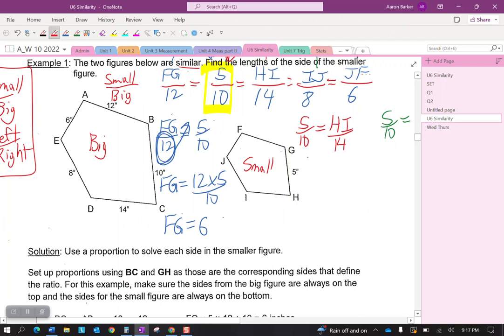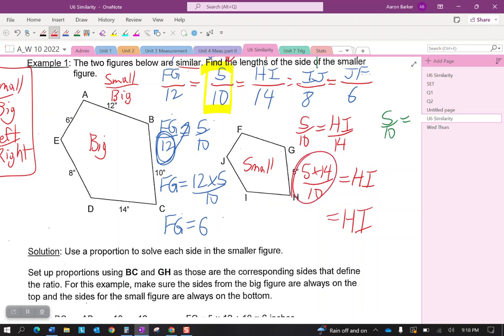Let's solve the next one. Over here in red, we have this one. Instead of dividing by 14, we bring it up and multiply. And so we get 5 times 14 divided by 10 equals HI. Make sure you write the equal sign. You want to make sure you have equal signs, otherwise it's like missing words in a sentence. It doesn't make sense. So make sure you have a stinking equal sign here as well.